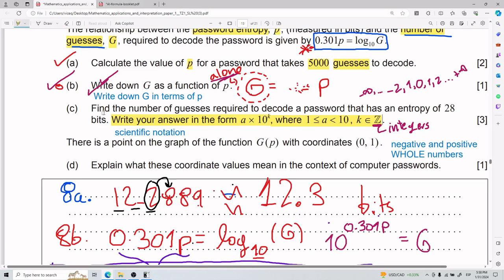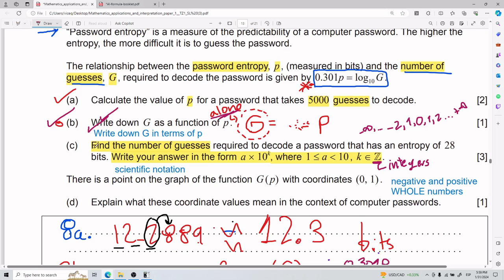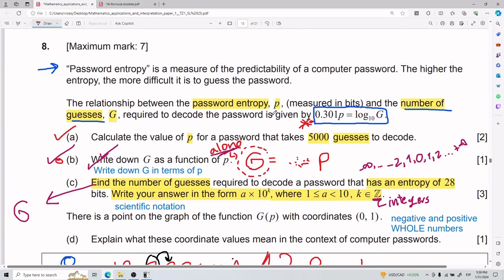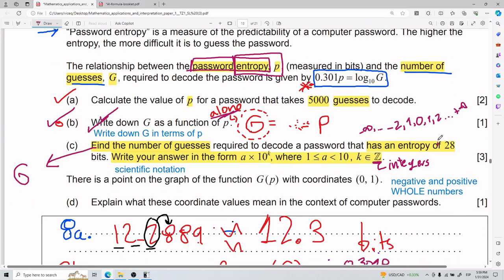So, for part C, find the number of guesses. When they say find the number of guesses, which variable is that? By now you should notice you're trying to find G. So G is now going to be your variable. And what you're going to be plugging in is that it has an entropy of 28. They talked about password entropy before, so you can associate entropy to P. That means that P equals 28.